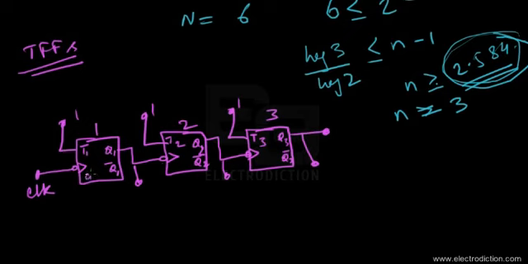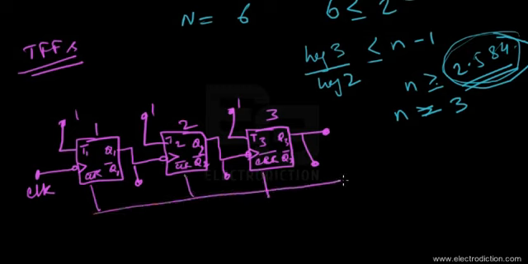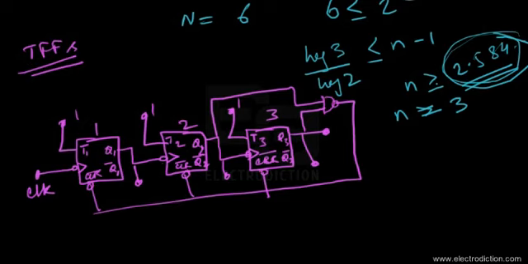Apart from that, we have the clear bar inputs on all the flip-flops connected to the output of a NAND gate. The input to this NAND gate is obtained from Q2 and Q3. So that's basically the circuit of the mod 6 asynchronous counter using T flip-flops.